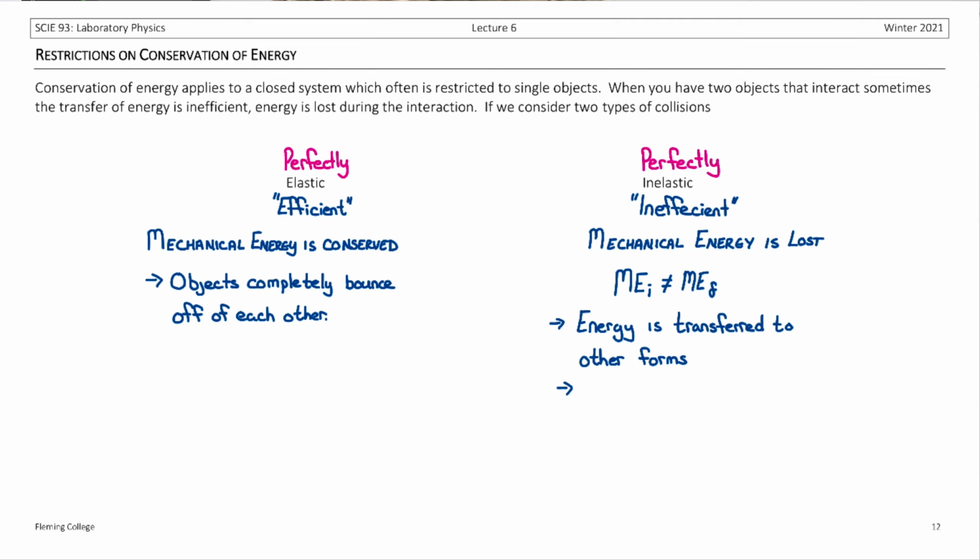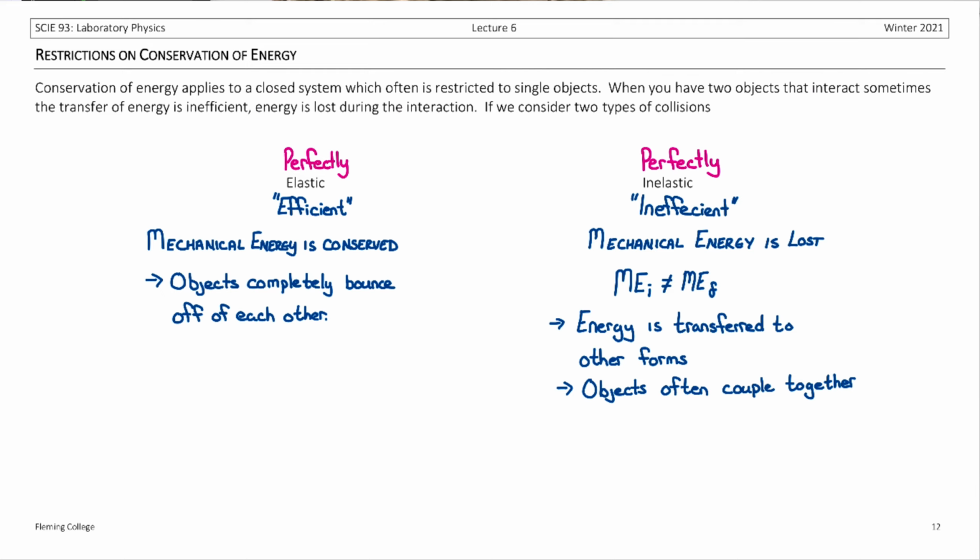So the surface of the object may be permanently deformed. The two objects might collide, creating some noise, which is energy. The objects could have friction between each other and slip a little bit and bleed energy off into thermal energy. All sorts of inefficiencies show up. In an inelastic collision, the objects will not completely bounce off each other. In fact, the objects often couple together.